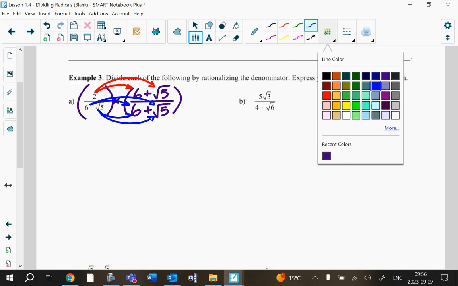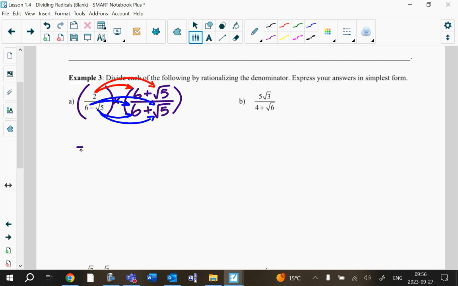2 times 6 plus 2 times root 5. 2 root 5, because we can't multiply them together into a single thing, so we just leave it as a multiplication. On the bottom, 6 times 6. Sorry? 36 plus 6 times root 5.